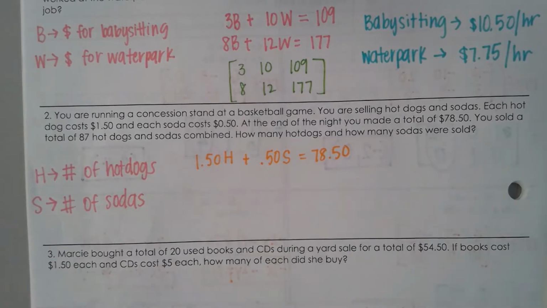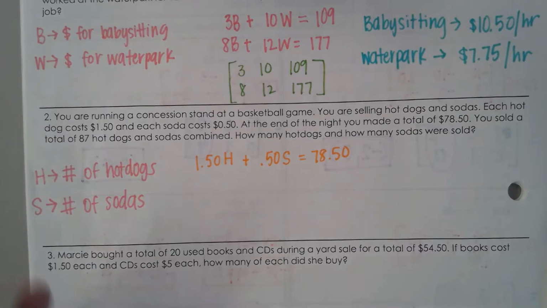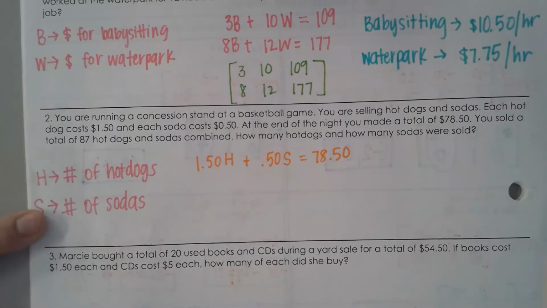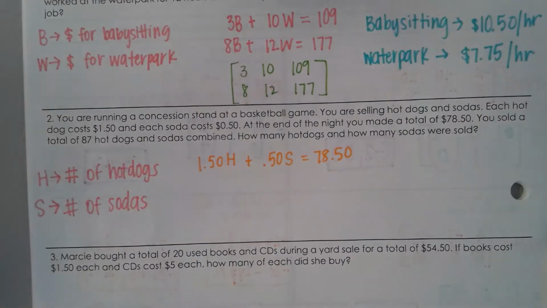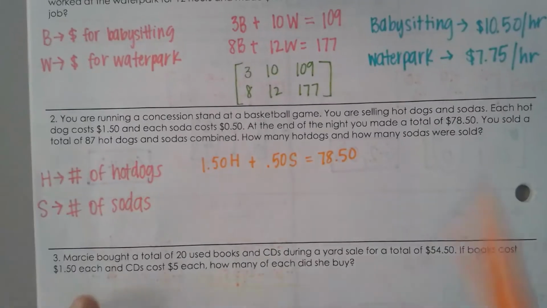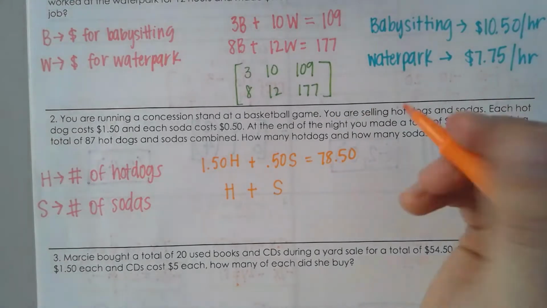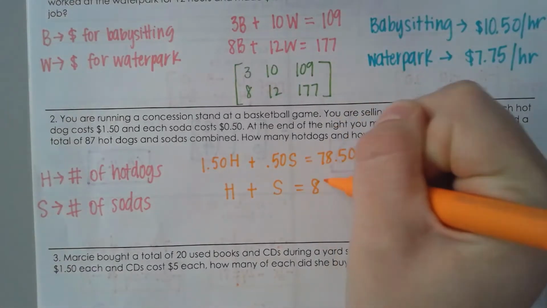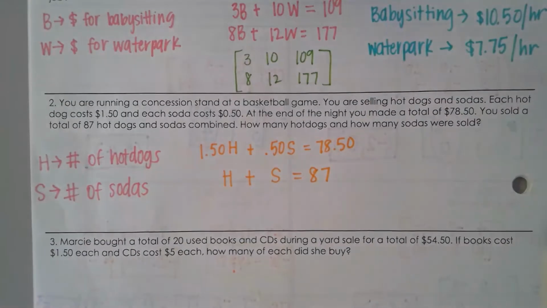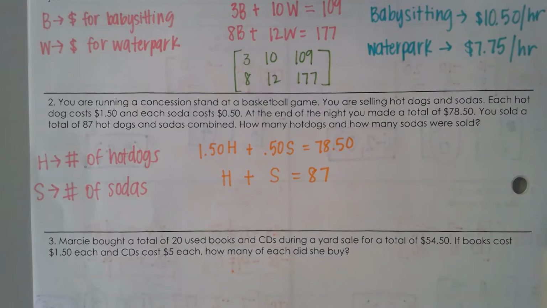Okay, so how would you find a total of everything? You add the number of hot dogs and the number of sodas together, right? If I sold 50 and 37, that would be 87 total. So it's the number of hot dogs, which is H, plus the number of sodas, which is S, and that equals 87. Remember, H is the number of hot dogs. S is the number of sodas.